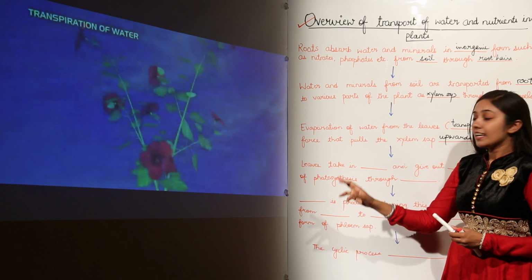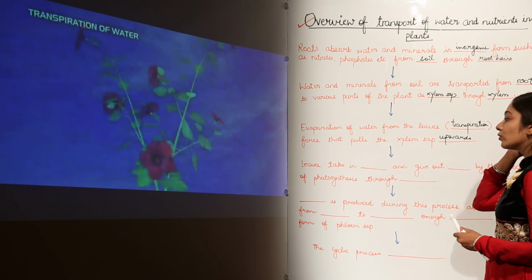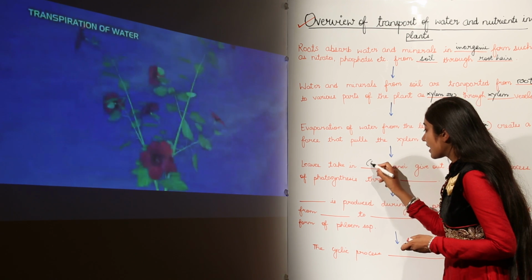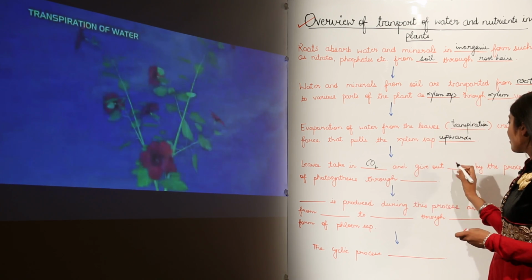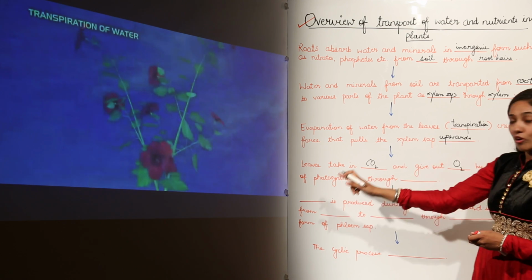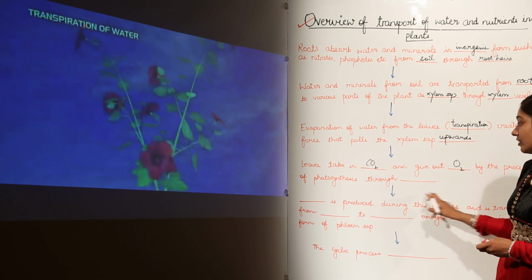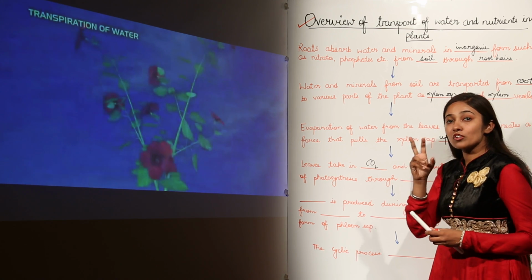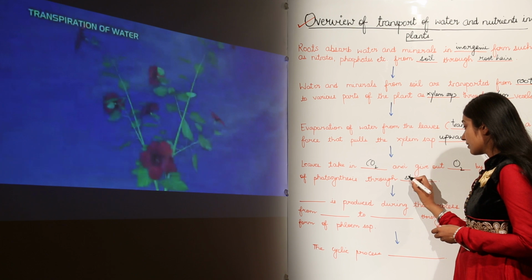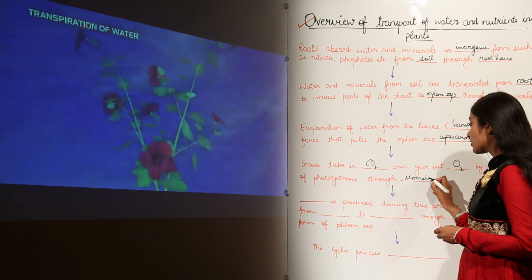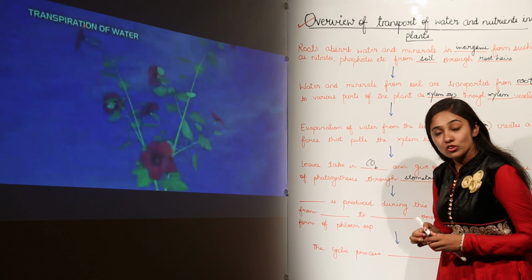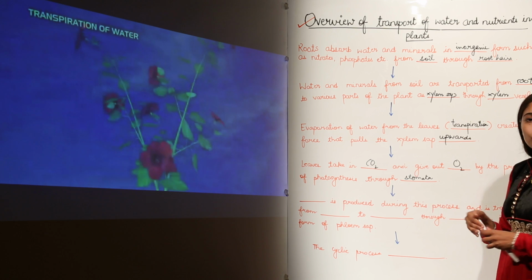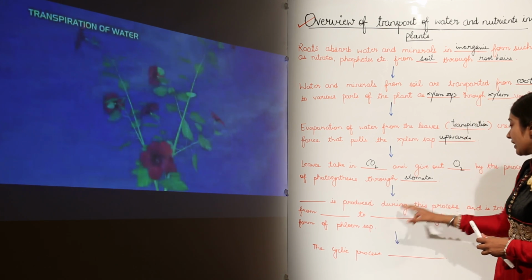Next we move on to the next point, leaves take in dash and give out dash. Which gas is taken in by leaves? Leaves take in carbon dioxide and they give out oxygen by the process of photosynthesis through what? Through special pores, which we call stomata, through which gaseous exchange takes place. Transpiration as well as gaseous exchange takes place through stomata.